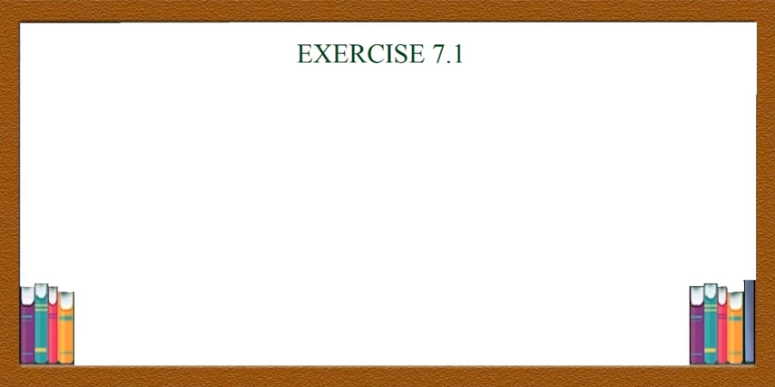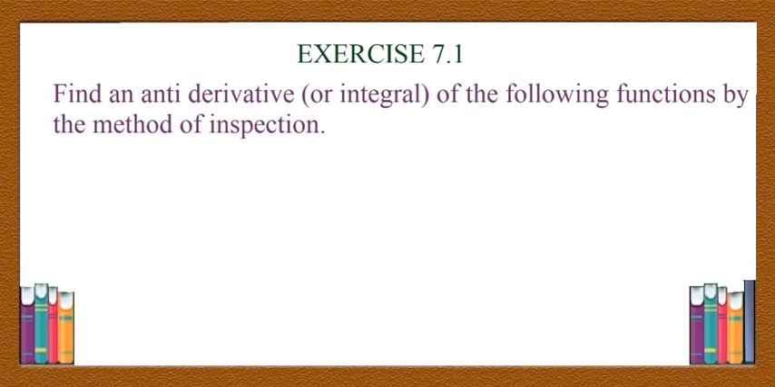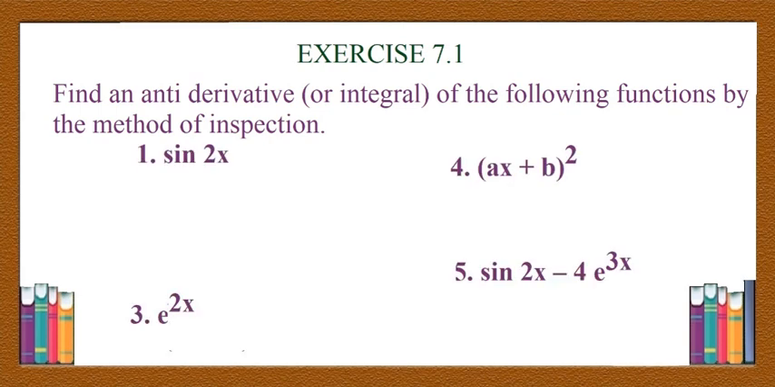Dear students, in this video I will solve the problems from the exercise 7.1. Find an antiderivative of the following functions by the method of inspection. One is sine 2x, second one is e to the power 2x, third is (ax plus b) whole square, and fourth is sine 2x minus 4 e to the power 3x.